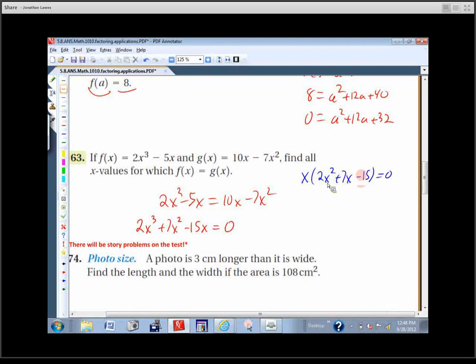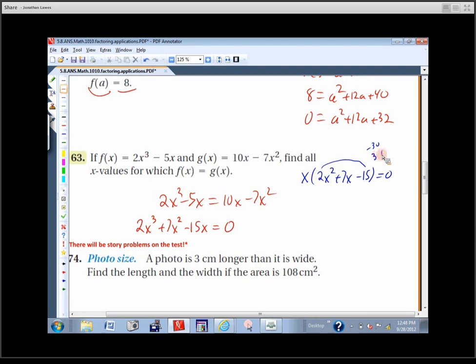Got to factor this. So if you're good at guess and check, go ahead. I'm going to take the 2 and the negative 15 and multiply them together. That's a negative 30. Numbers that multiply to be negative 30 that combine to be positive 7. Multiply to be negative 30, combine to be positive 7.